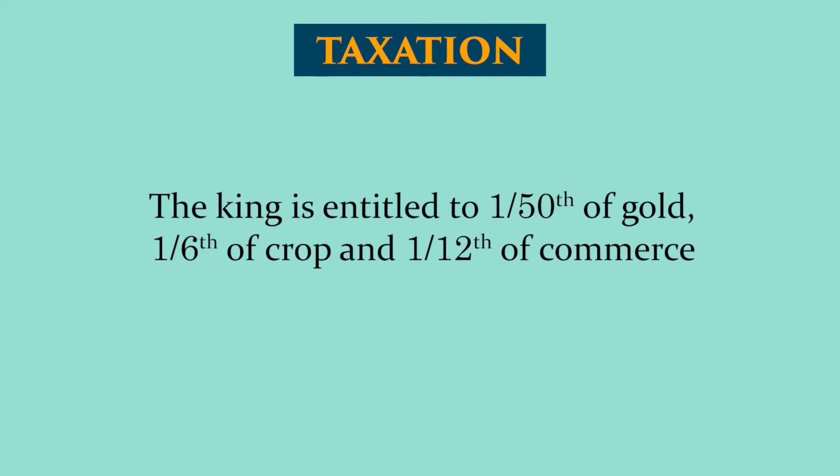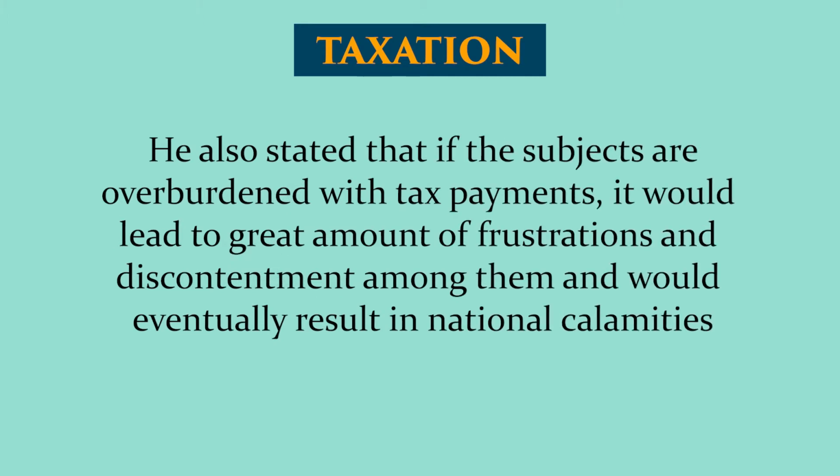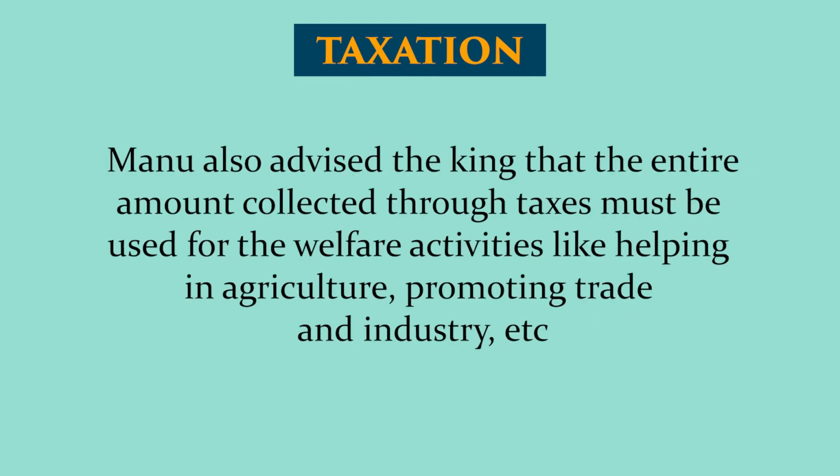The king was entitled to 1/50th of gold, 1/6th of crop, and 1/12th of commerce. He also stated that if the subjects were overburdened with tax payments, it would lead to great discontent and frustration among the population, which would ultimately result in national disaster, with the people revolting against the state. Manu also advised the king that the entire amount that was collected by way of taxation should be used for the welfare of the people.